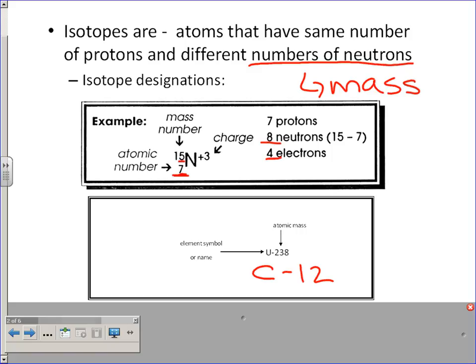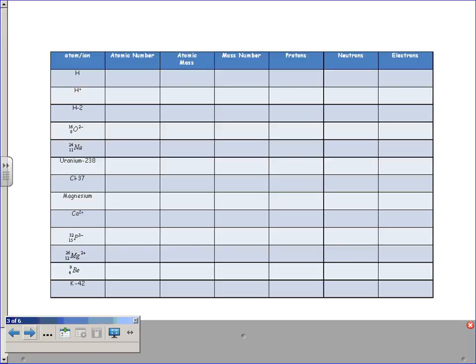So let's just do a couple of practice problems to make sure that you understand the concept. So we'll start with the first one, hydrogen. Hydrogen's atomic number is 1. Its atomic mass is 1.